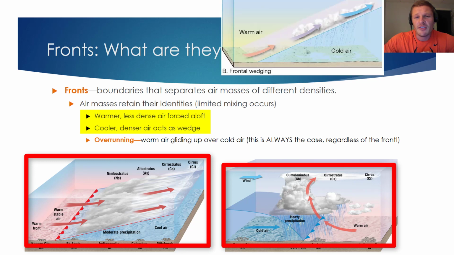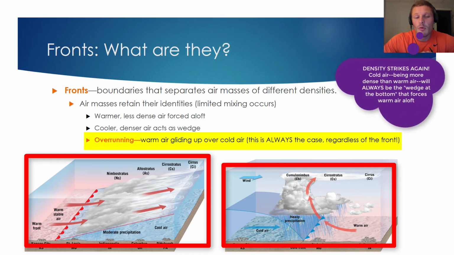You may remember from a previous chapter our discussions about frontal wedging, and frontal wedging will always lead to what we call overrunning. With overrunning, warm air will glide up over cold air, and I want to stress that this will always be the case, regardless of the front. More specifically, whether it be a warm front or a cold front advancing, the warm air will always glide up over the top of the cold air.